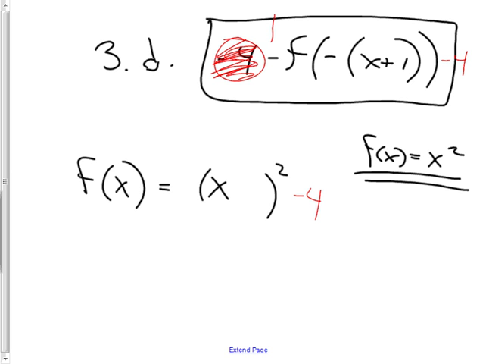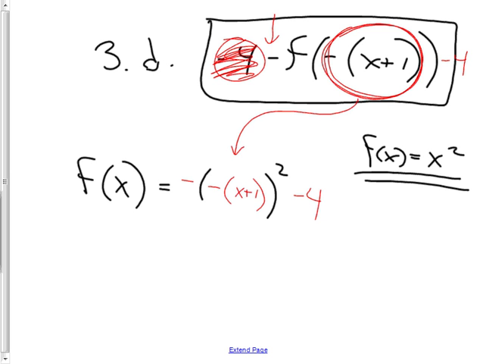Now I've got to take care of this part. There's a negative in front of my function. This is all inside the function because it comes right after the f. That all goes in there. Okay, so I'm going to make that be negative x plus 1.